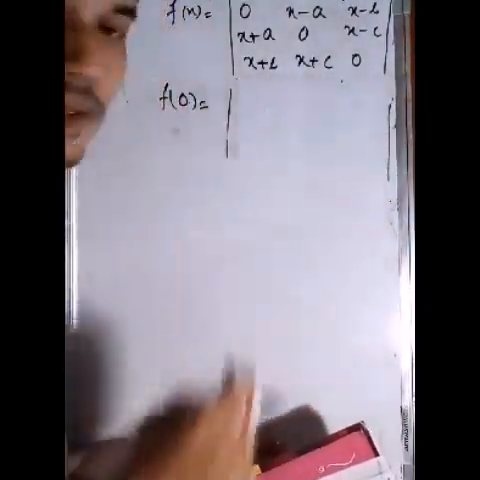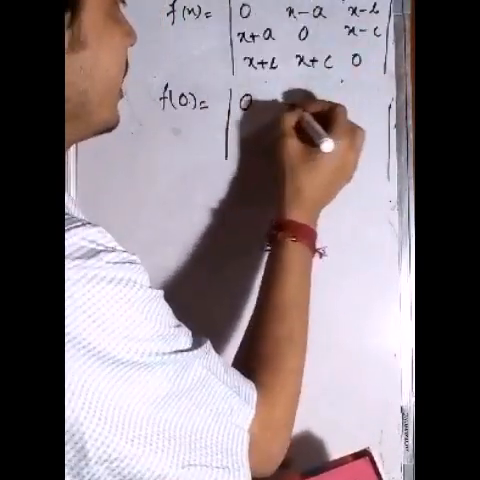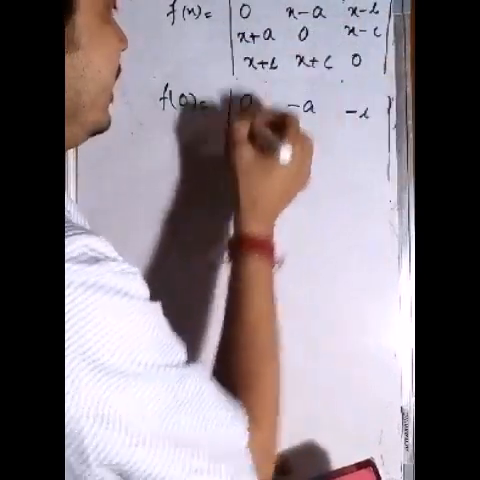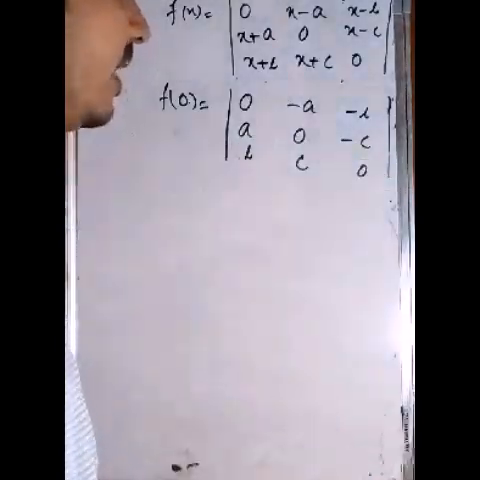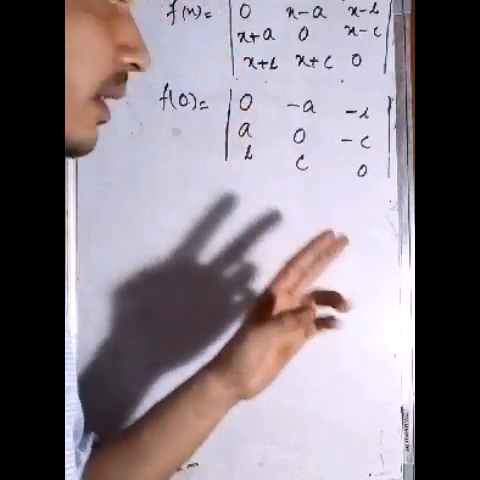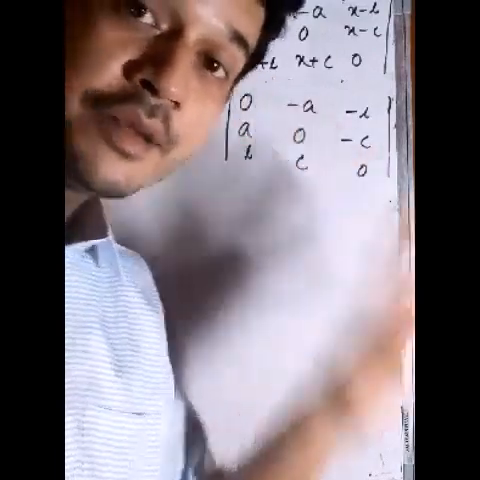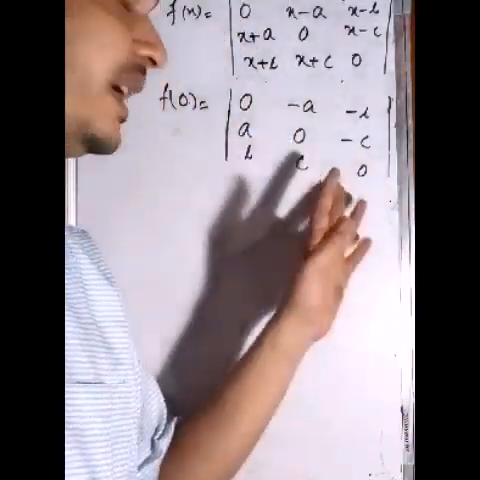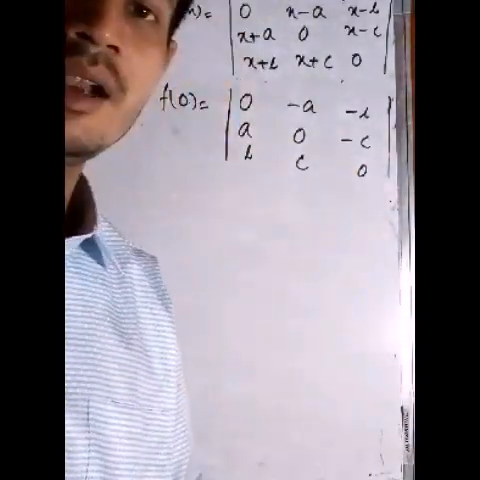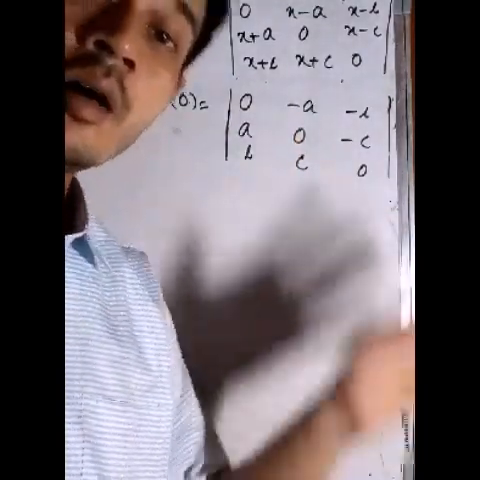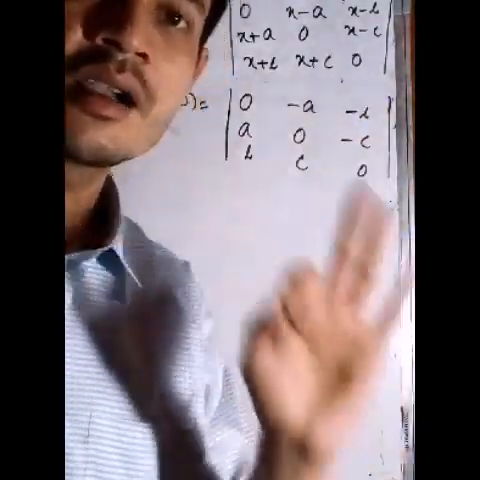Now if we take f(0), what type of determinant will we get? The determinant will be 0, minus a, minus b, a, 0, minus c, b, c, 0. Now we can see a very interesting result: a, b, minus a, minus b, plus c, minus c. So there might be a chance that if we take the corresponding square matrix and the transpose of the matrix, we may get the same 3 by 3 matrix, or the negative of that matrix, because the elements are repeated. You have to notice whether the elements are repeated or not.